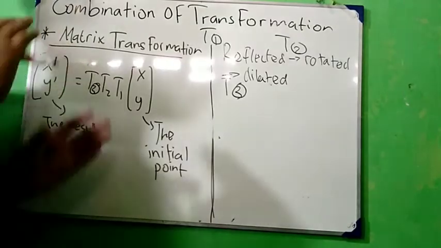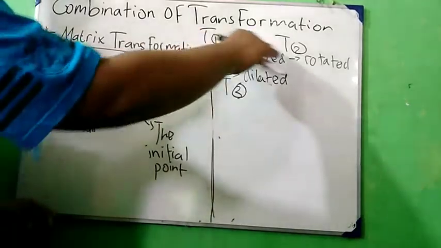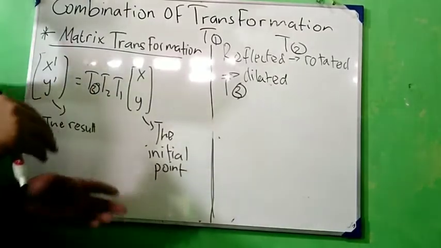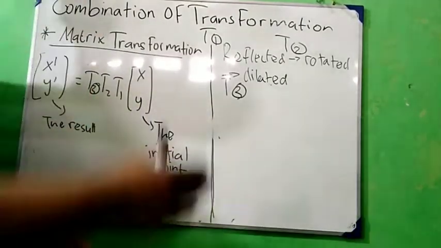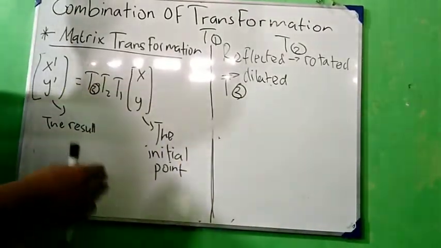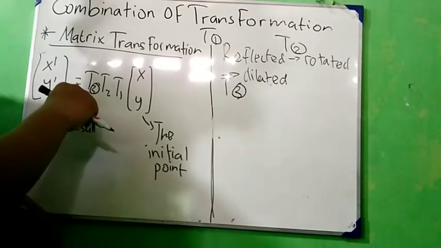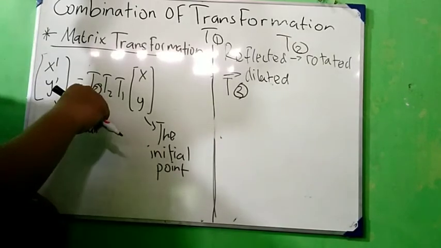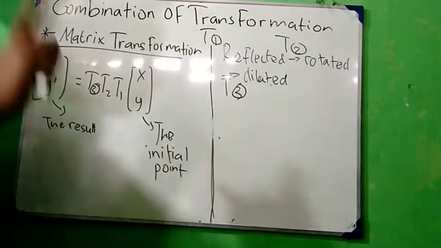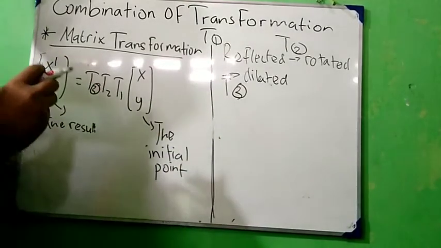And when we use this formula, don't multiply the matrix T1 times T2 times T3, so it will produce a different answer. So we multiply it by reverse the arrangement. So T3 is the first, T2 is the second, and then T1 is the last one. Okay?